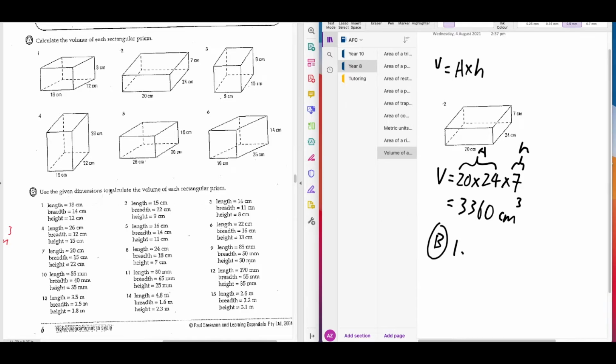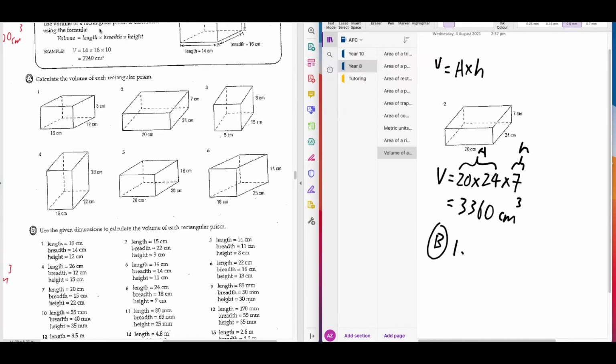Use the given dimensions to calculate the volume of each rectangular prism. So they give you the length, they give you the breadth, they give you the height. And if you still remember, volume equals length times breadth times height. So then to do this, you just have to do 18. I'm just going to write the V. So V is equal to length, 18, times the breadth, which is 14, times the height.